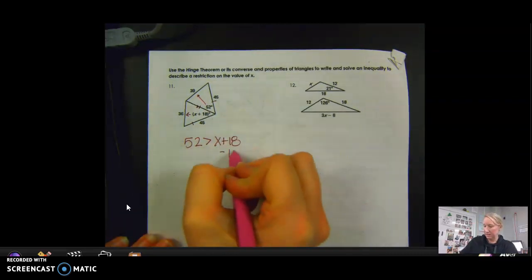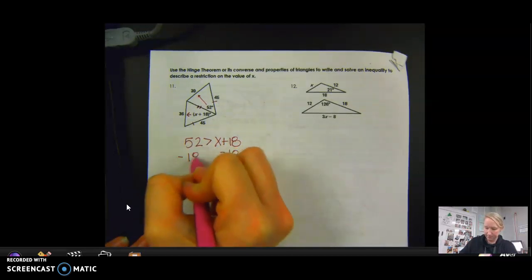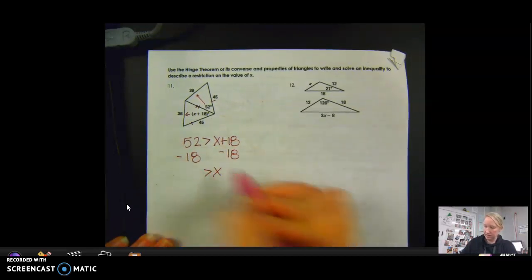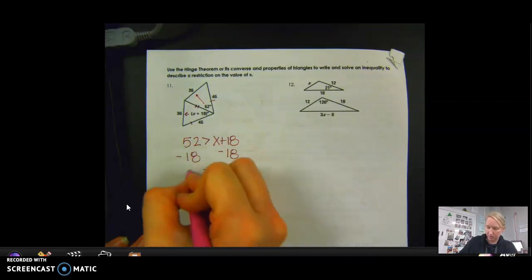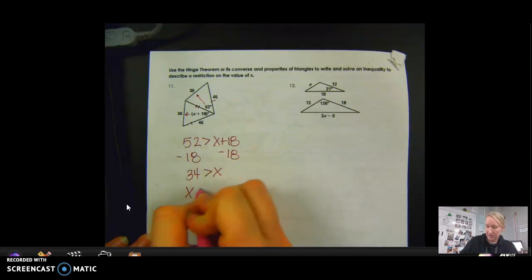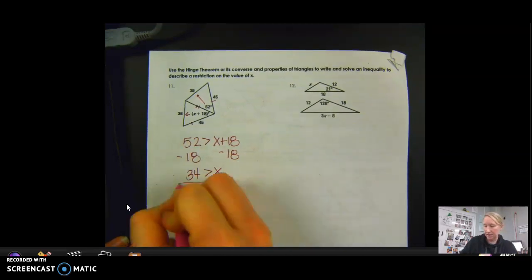So I'm going to subtract 18 from both sides. And I get x, that symbol, and then 52 minus 20 is 32, but I'm going to add 2 more, so 34. So flip this around, so x has to be smaller than 34 degrees to make this true.